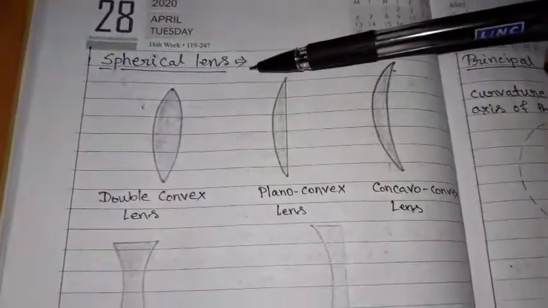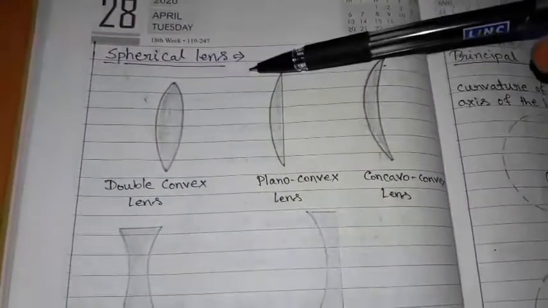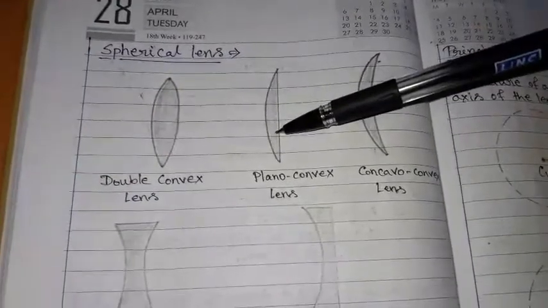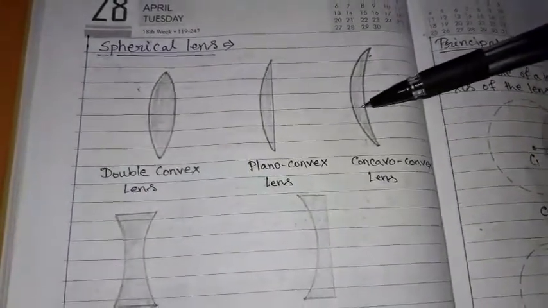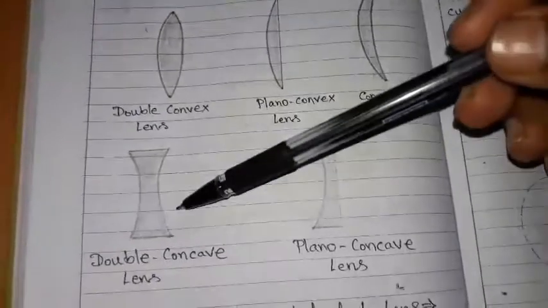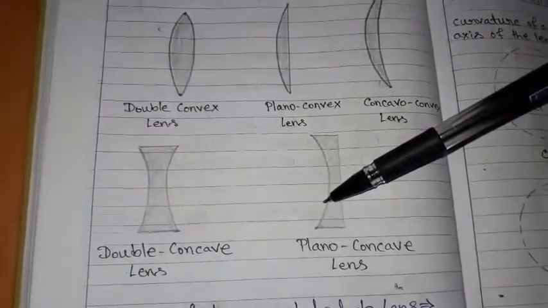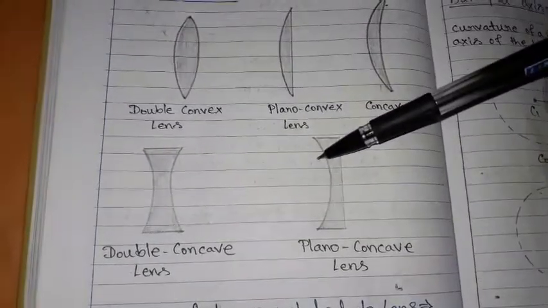Next topic, these are the schematic diagram for the spherical lens. This is double convex lens, this is plano convex lens, this is concavo convex lens, this is double concave lens and this is plano concave lens. These are few examples of spherical lens.